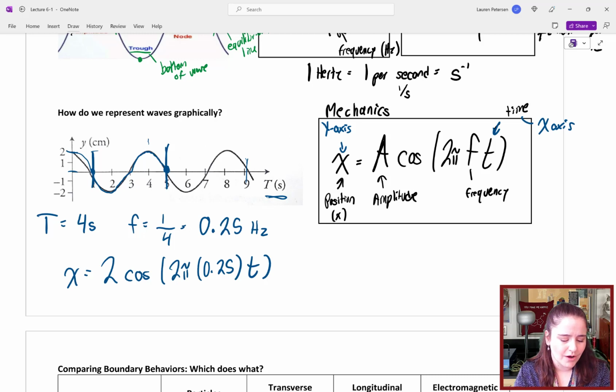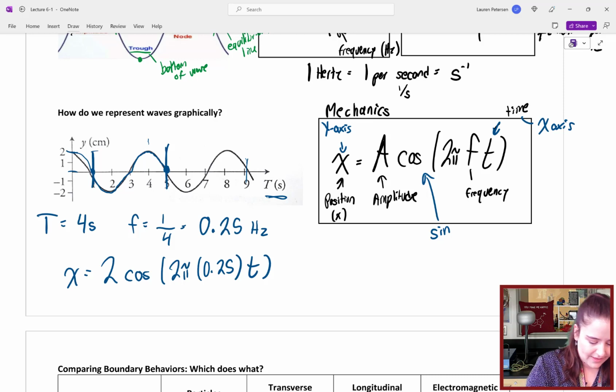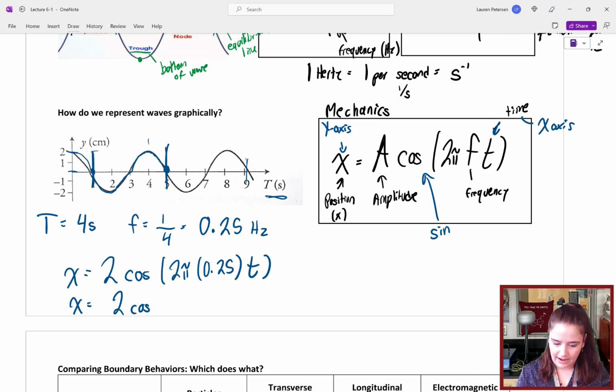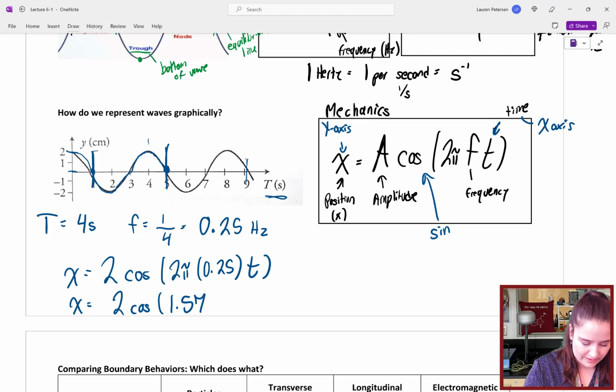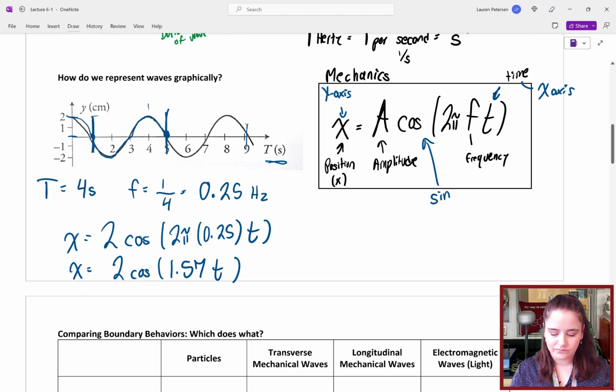Also note, sometimes they'll put sine there instead of cosine because it's just that little phase shift. So you can also see this equation with sine, and you could write it like that. Another way that you might see it represented is actually calculating out that 2 pi times 0.25, which gives you 1.57. So 2 cosine of 1.57 t. Okay, cool.